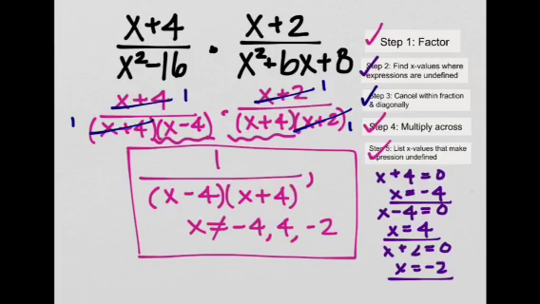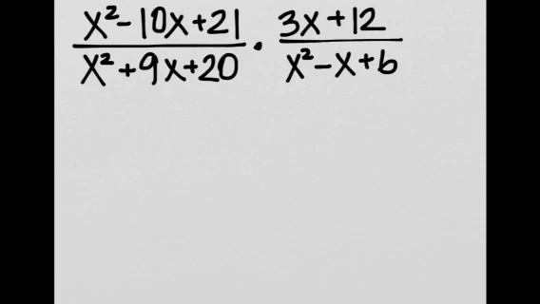So let's take a look at another example. I have (x² - 10x + 21) over (x² + 9x + 20) times (3x + 12) over (x² - x + 6).